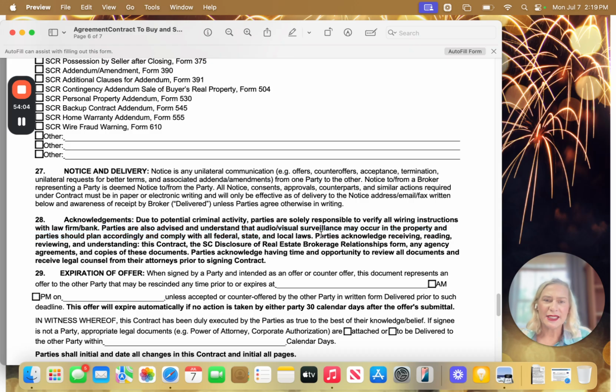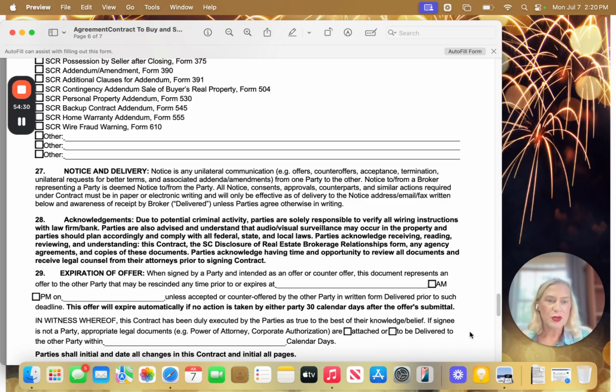Also in here, it says parties acknowledge receiving, reading, reviewing, and understanding this contract, the SCA, or the South Carolina Real Estate Brokers Relationships Form, or any other agency form. Parties acknowledge that they've had the opportunity to review all these documents and receive legal counsel with their attorneys prior to signing this contract. Like, hey, you can't say, I didn't read it. You had the opportunity to take it to an attorney or review it at your leisure.